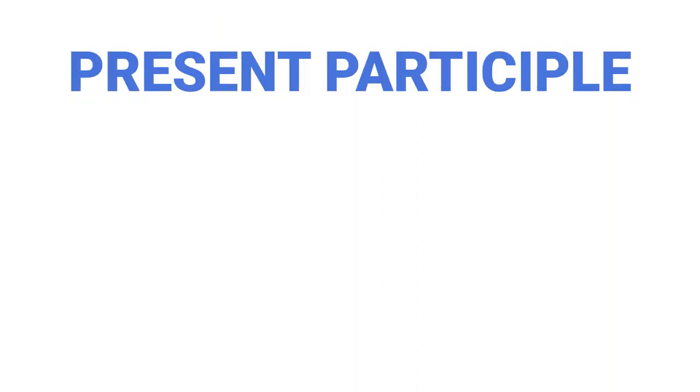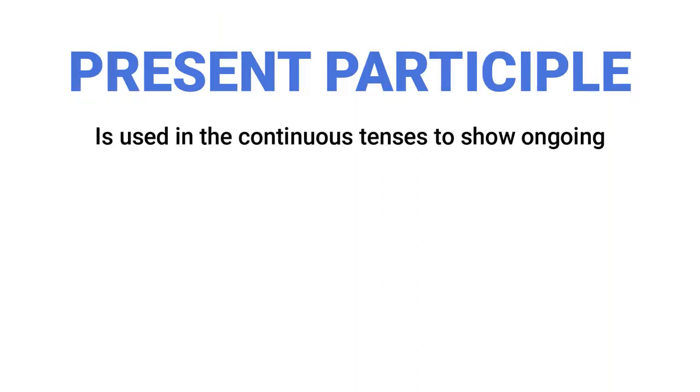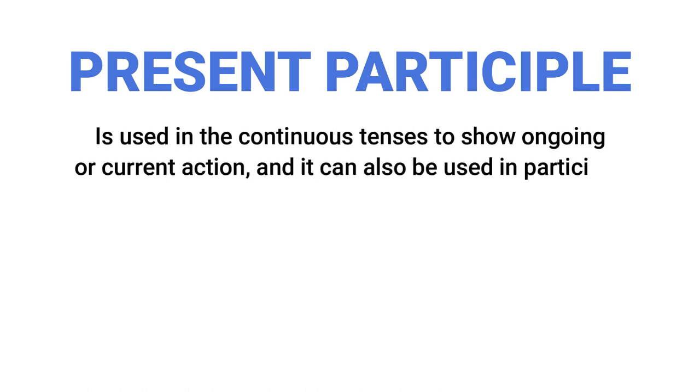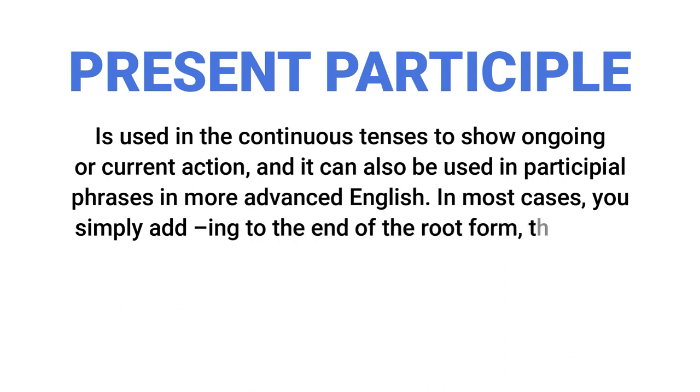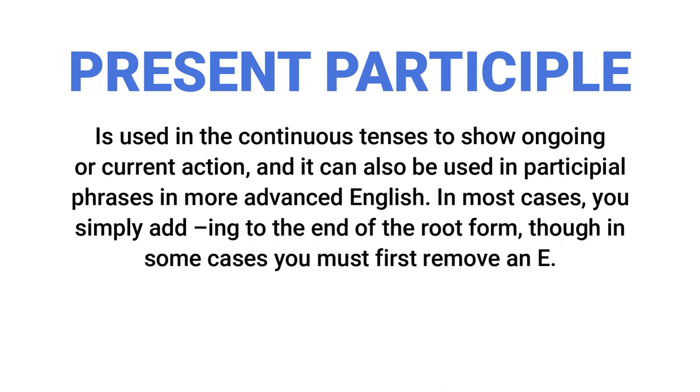The present participle is used in the continuous tenses to show ongoing or current action, and it can also be used in participial phrases in more advanced English. In most cases, you simply add ing to the end of the root form, though in some cases, you must first remove an e.